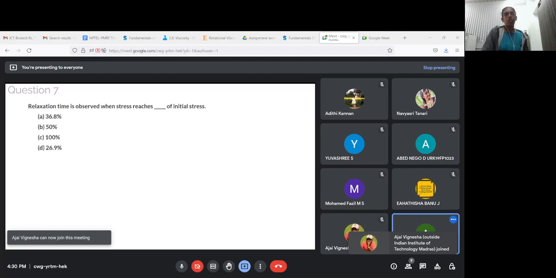So question 7. A relaxation time is observed when stress reaches a certain amount of the initial stress that you give. You can refer to the previous diagram. Initially there was a sudden rise in the stress and it slowly started decreasing exponentially. So what do you think is the relaxation time in that case? Any other answers apart from 50%? I can give you a hint. When the stress decreases, it decreases in an exponential manner. So what is the equation for an exponential decay?